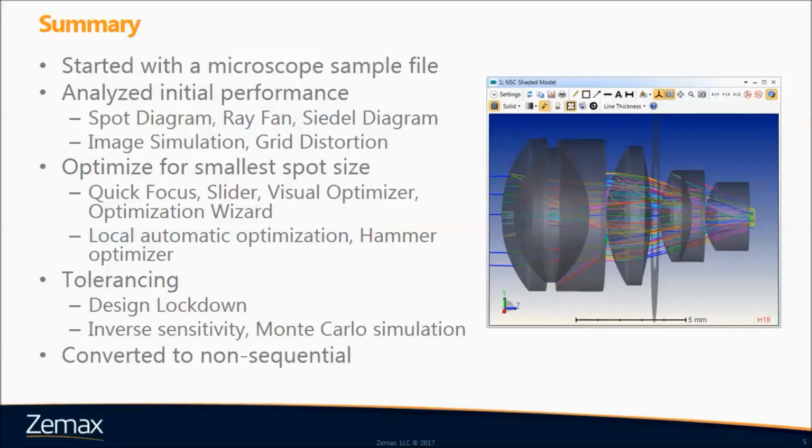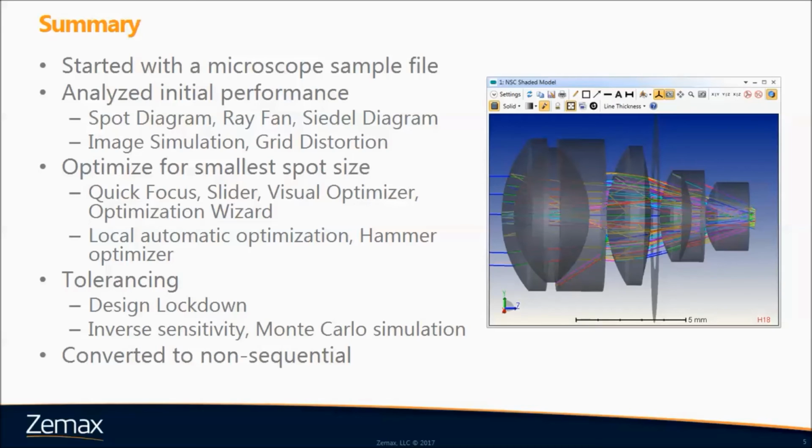We started with manual optimization tools called the quick focus tool, the slider, and the visual optimizer. Then we used the optimization wizard to put together a default set of operands in the merit function and added in our own paraxial magnification operand as well. Then we ran the local automatic optimizer and the hammer optimizer. We also used the Find Best Asphere tool, and after using that, we saw more of the effect of the hammer optimizer. Then we locked down the design and adjusted the semi-diameters, ran a tolerance analysis.